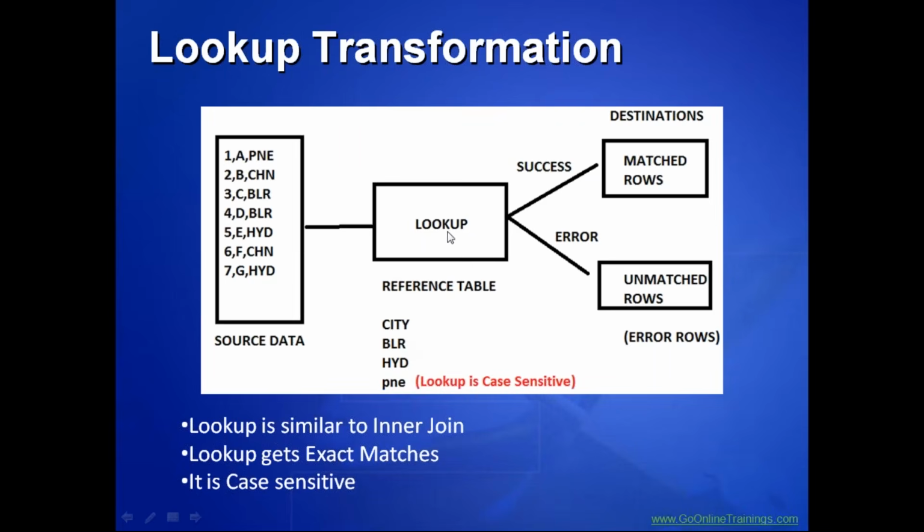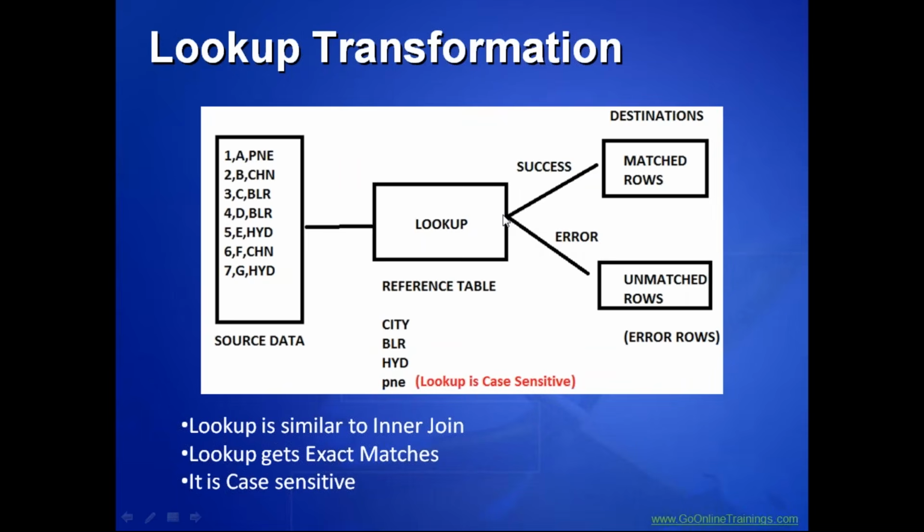So what is going to happen when you have a lookup transformation with this data and this data? We have to compare this column and this column. PNA and PNA match, CHEN is not there, and BLR and BLR we have. Wherever you have matching entries, those are called success rows. For example, BLR is there, BLR, so this will be a success row that goes to one destination. It could be any destination, whatever you want to keep there. And the unmatched data is treated as error rows.